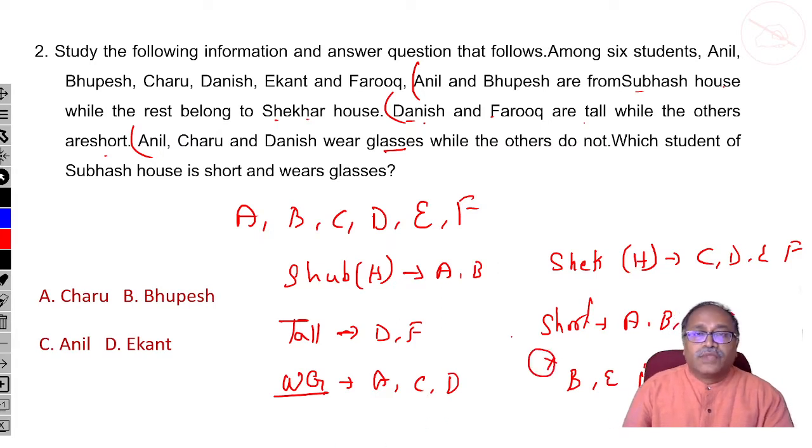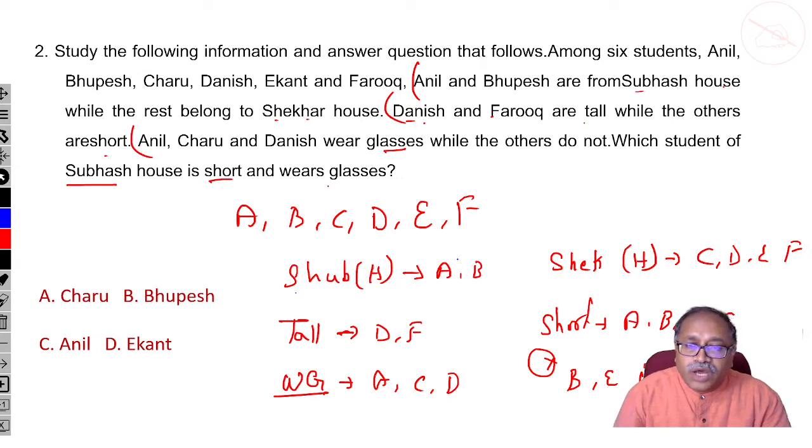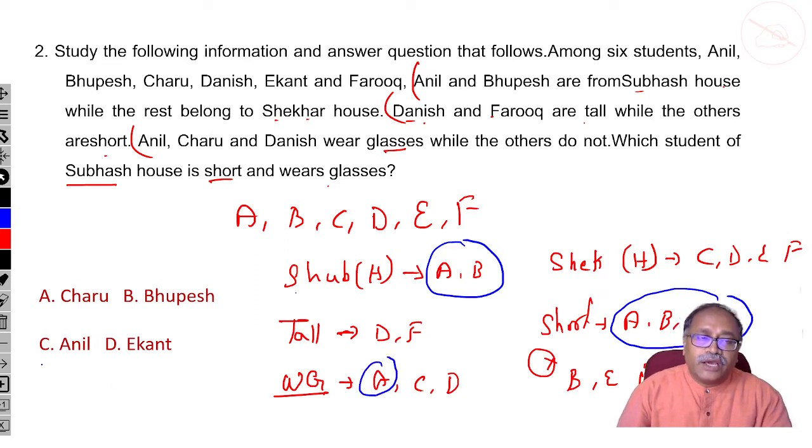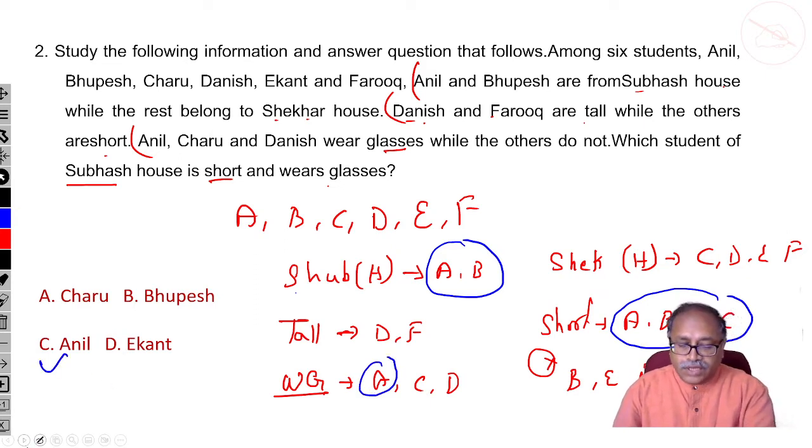Okay, what is the question? Which student of Subha's house is short and wearing glasses? So let's check Subha's house, out of A and B. Short, I can see that both A and B are short. Wearing glasses, only A. So my answer should be Anil. Next one.